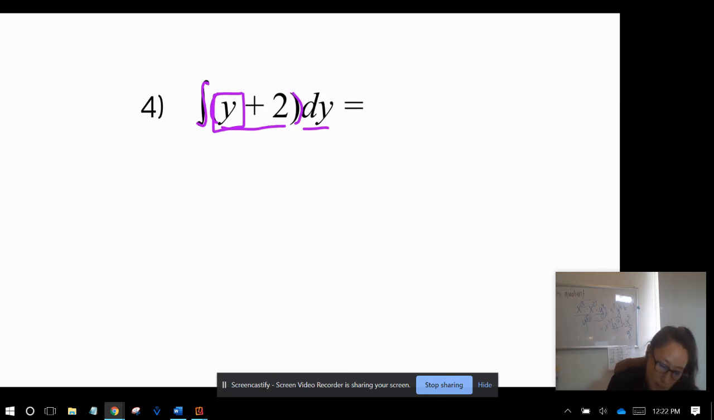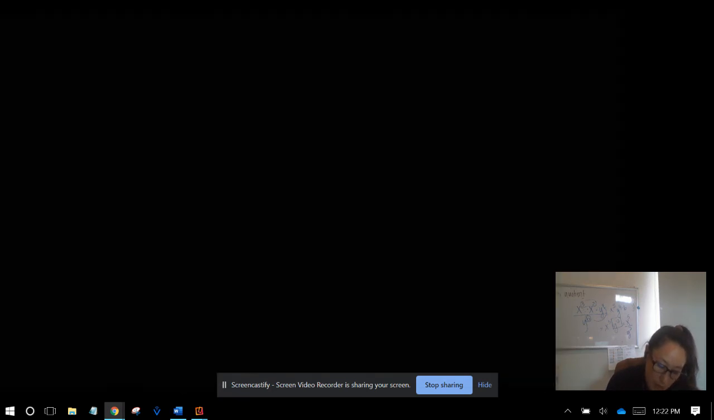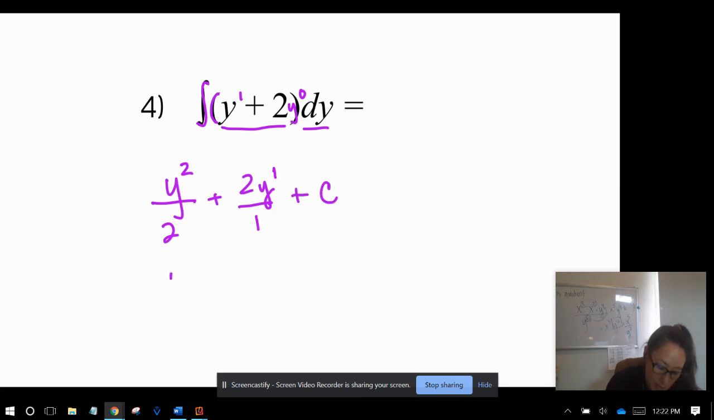Okay, so I have y to the 1st power, so it's going to change to the 2nd power, and I'm dividing by 2 to match the power, plus 2. I technically have y to the 0 power, so this is going to change to y to the 1st power divided by 1, add my c, and simplify. Y squared over 2 plus 2y plus c.